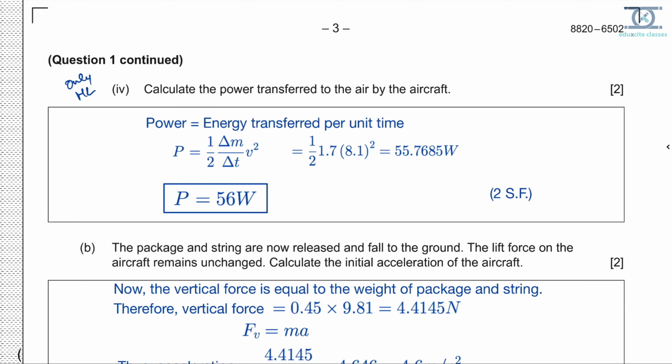By putting in the values and converting into 2 significant figures, we get the answer 56 watts to 2 significant figures. So 1 mark is for using the equation for the power and 1 mark is for the correct answer.